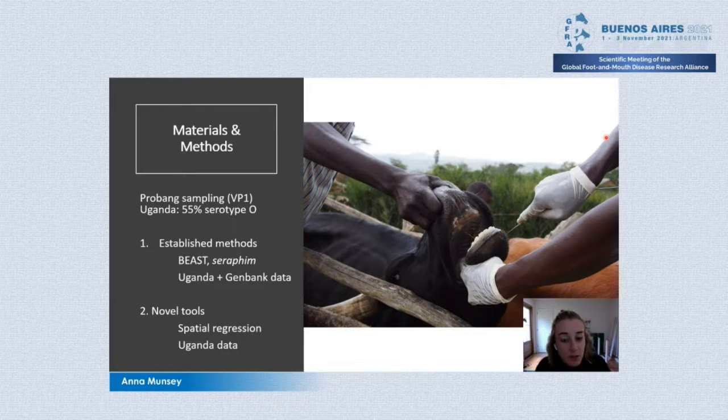For the first study, we combined Uganda sequences with GenBank sequences from across East Africa and utilized established phylogeographic tools, BEAST and Seraphim. And for the second study, we focused on Uganda sequences and developed novel regression tools.